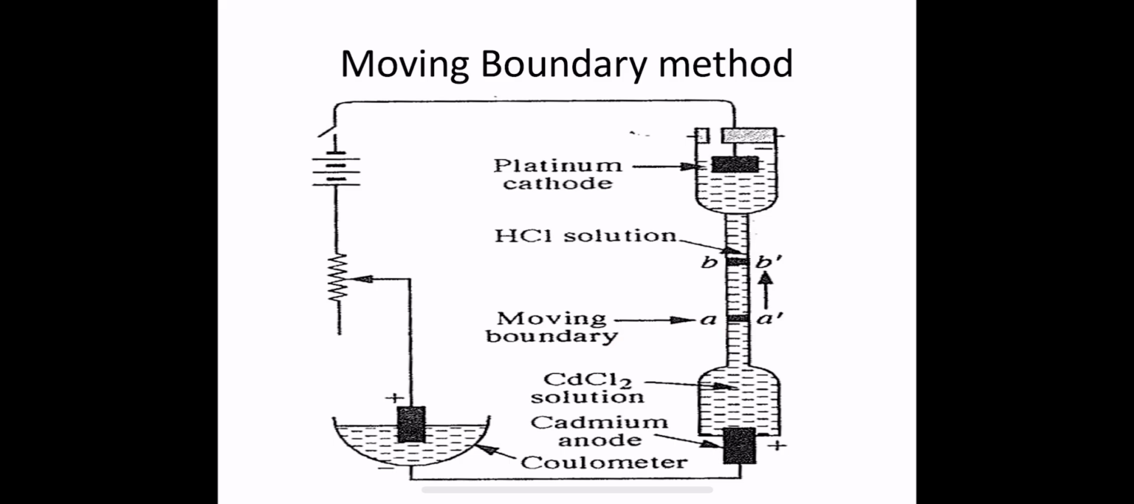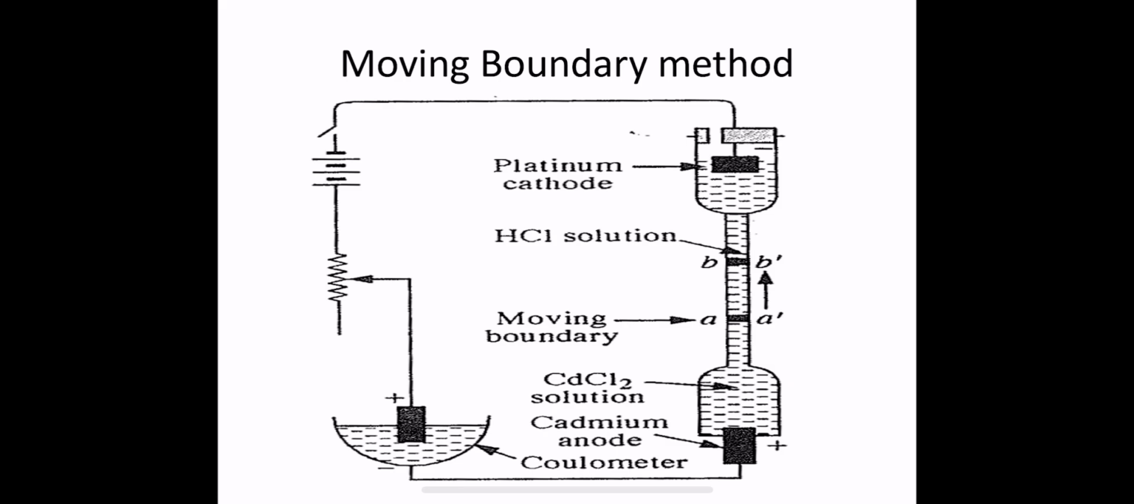The mobility of the cadmium ion is less than that of the hydrogen ion, and it has a common anion with hydrochloric acid. Next, the anode inserted at the bottom. So this is the anode. The anode inserted at the bottom is a stick of cadmium metal, while the cathode at the top is a platinum foil.